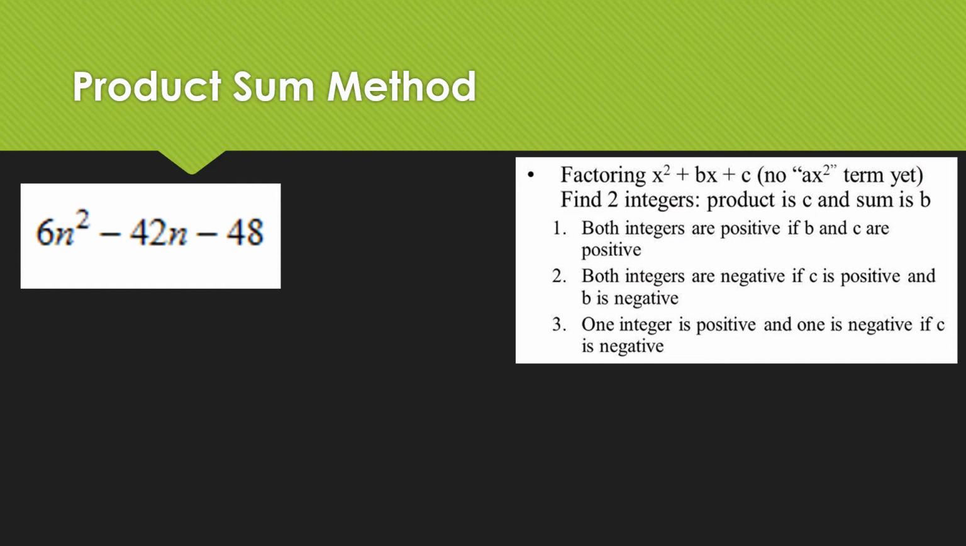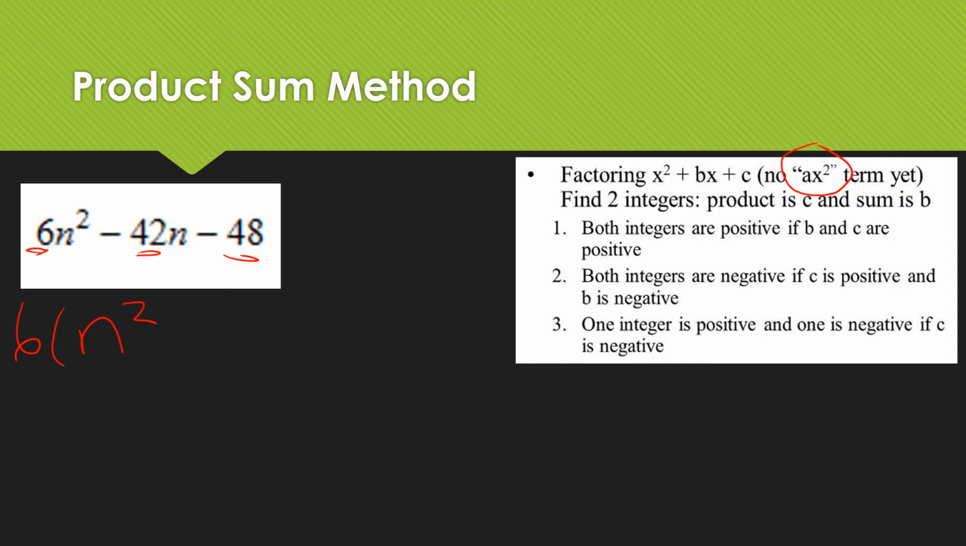Okay, so in this case, we're going to do the product sum method. So the product sum method is when we have no coefficient in front of the x squared. And you might be like, well, Ms. Ozier, there's a coefficient right there. It's the 6. I want to remind you, you always check for a GCF first. So 6, 42, and 48, they have a GCF of 6. That's the greatest common factor.